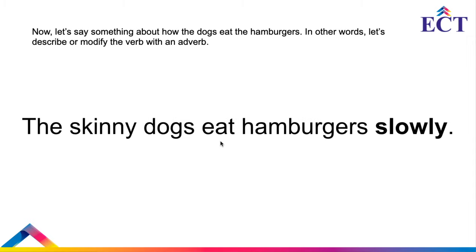Now let's say something about how the dogs eat hamburgers. So it's kind of how they eat hamburgers. So we're trying to now modify verbs. In other words, let us describe or modify the verb with an adverb. So the skinny dogs eat hamburgers slowly. So we are now adding slowly to modify the verb, right?